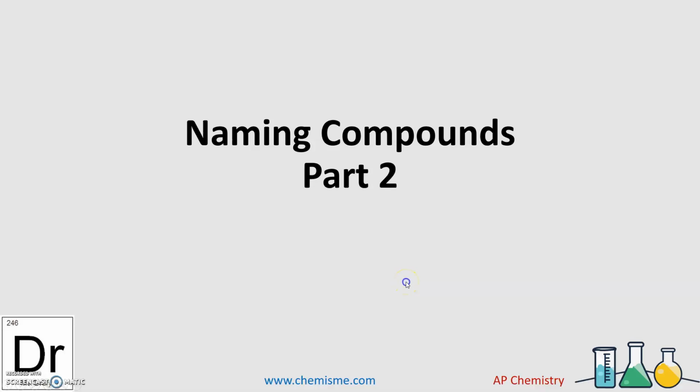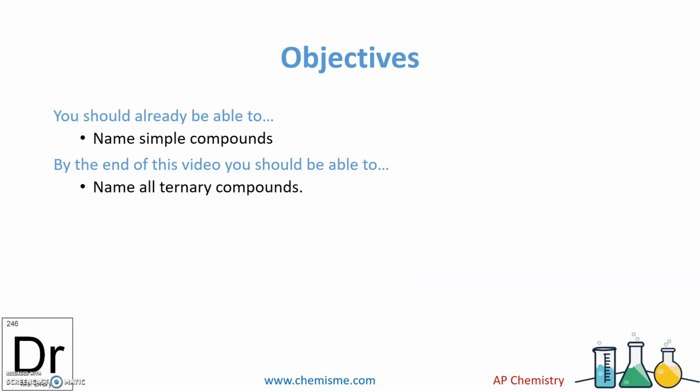Now we're going to be looking at naming compounds that are ternary. So you should already be able to do the simple ones. We're going to do ones with 3 and more elements.